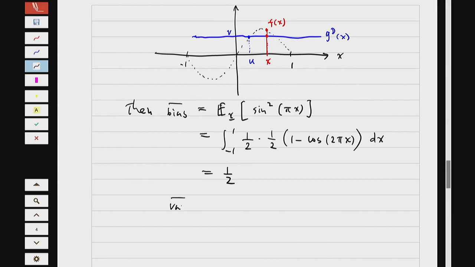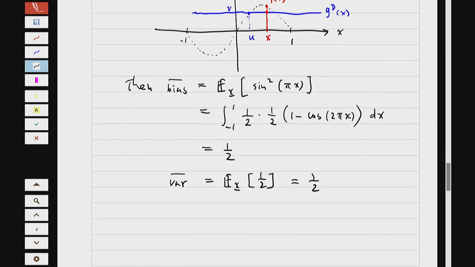What is the average variance? The expectation over x of this one turns out to be just half, since it does not depend on x, so there's no change. Given this, we know that the average test error is simply half plus half, equal to 1. Okay. Everyone okay?